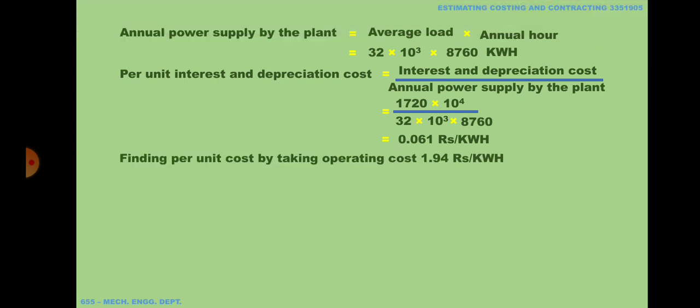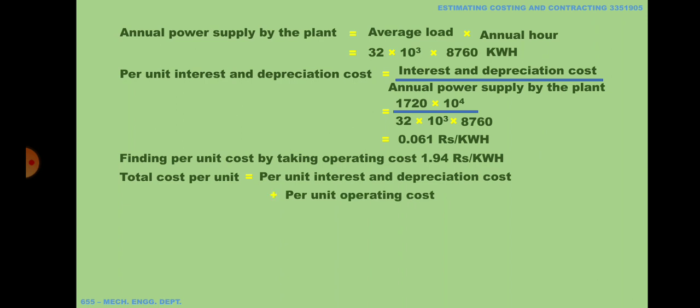Now finding the per unit cost by taking operating cost of 1.94 rupees per kilowatt hour. So the total cost per unit is equal to per unit interest and depreciation cost plus per unit operating cost, which is equal to 0.061 plus 1.94, which is equal to 2 rupees per unit.